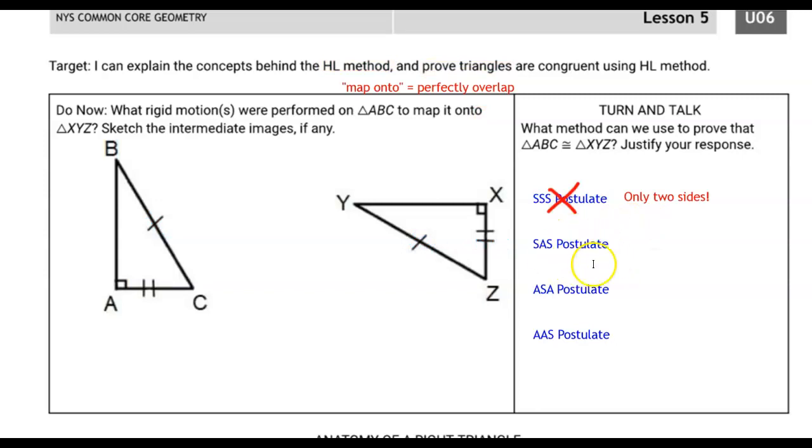The next postulate we're going to test out is the SAS postulate. Remember, SAS stands for side, angle, side. Side, angle, side is 2 sides and the angle that is included. Remember, included means between.